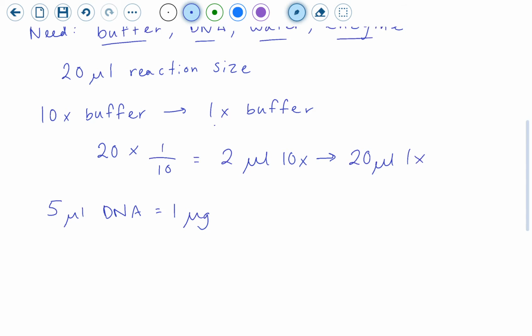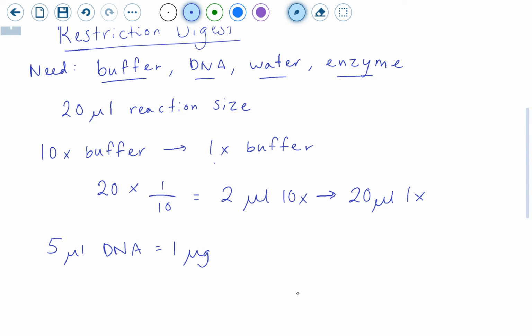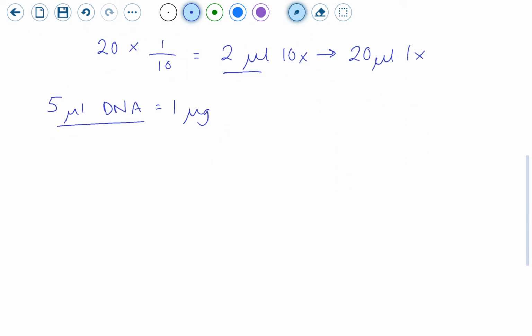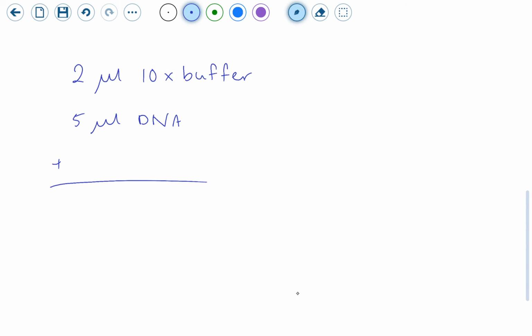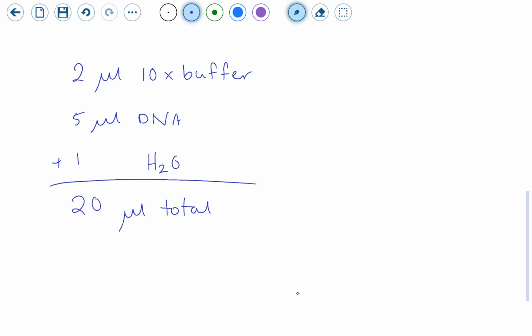Now that we have our DNA concentration and our buffer, we're going to go ahead and add that to make 20 microliters. So we're doing 2 microliters of 10x buffer, 5 microliters of DNA, and we want to bring this up to 20 microliters total. To do that, we bring it up with water. So 5 plus 2 is 7. We want to bring it up to 20, so we add 13 microliters of water.